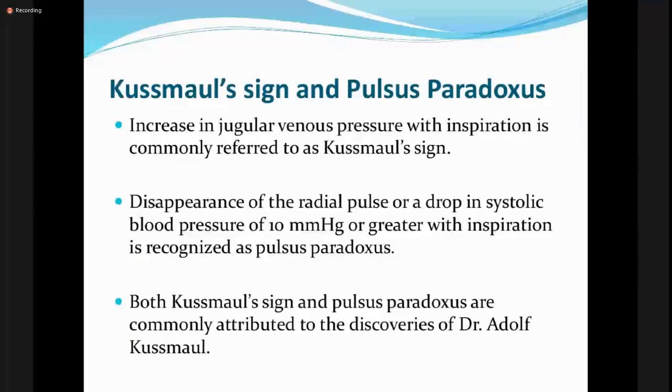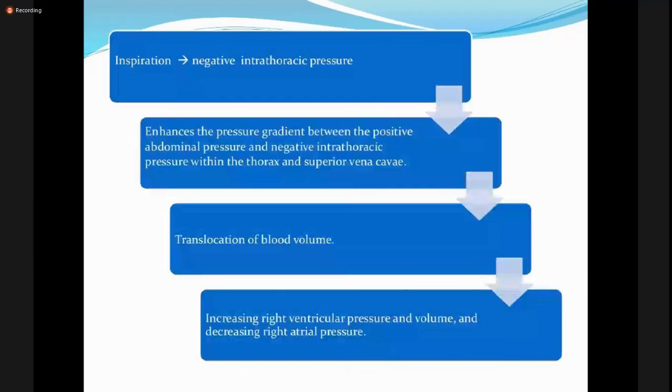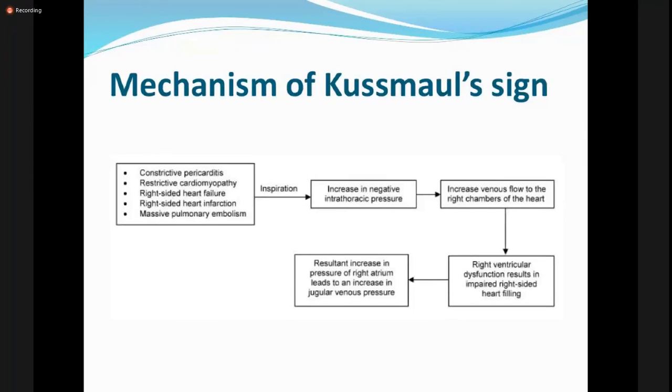I already discussed. Now comes to Kussmaul sign. Increased jugular venous pressure with inspiration is commonly referred to as Kussmaul sign. What happens normally when there is inspiration? Jugular venous pressure normally falls down, but in case of what? These 5 conditions: constrictive pericarditis, restrictive cardiomyopathy, right-sided heart failure, right-sided heart infarction, and massive pulmonary embolism.